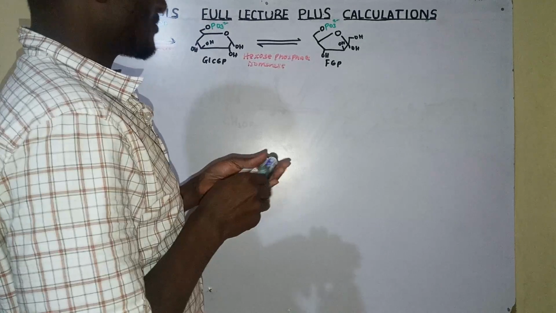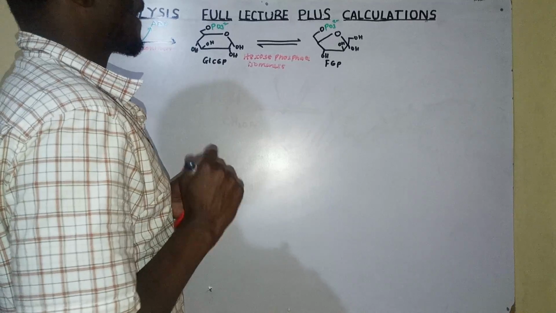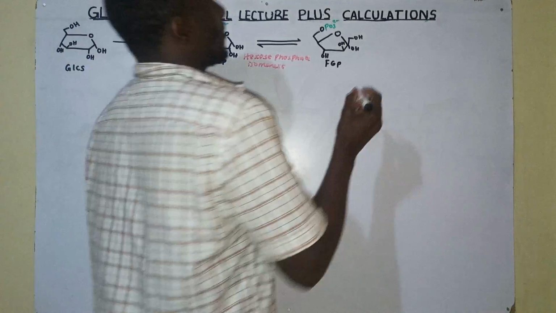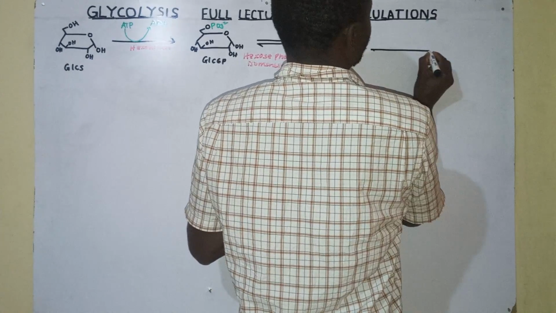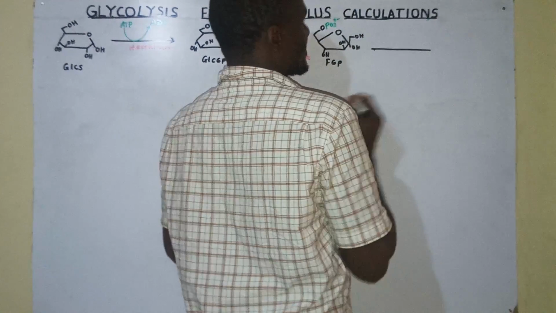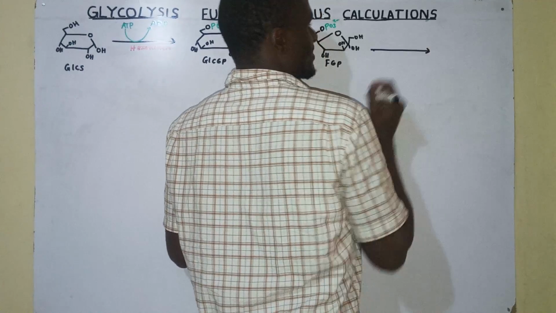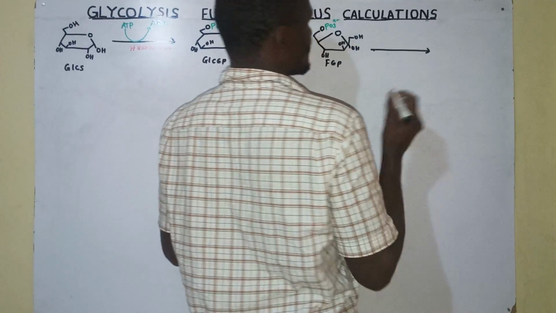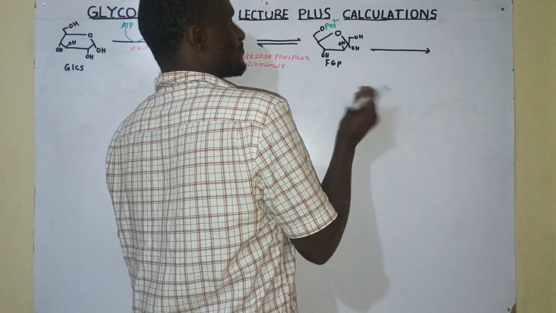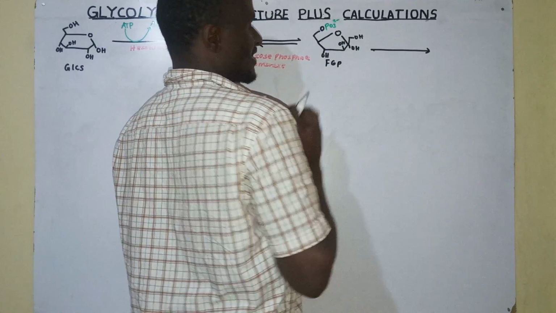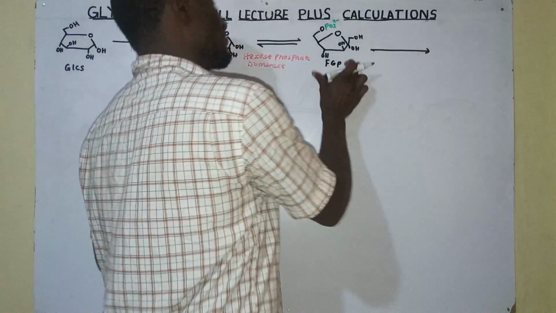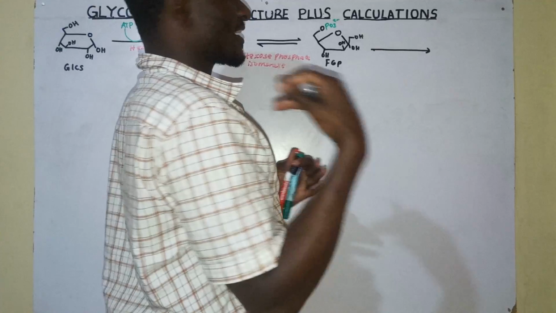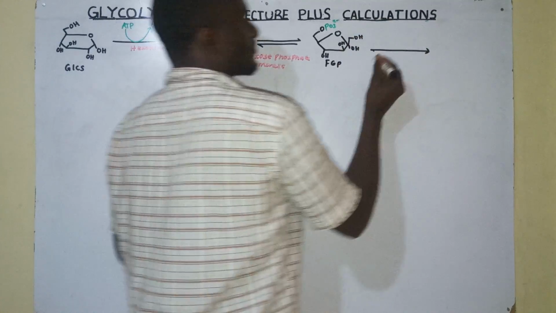So our next step will be phosphorylation of fructose 6-phosphate. And this is the third step. Remember, we said that the third step is irreversible. So conversion of fructose 6-phosphate to fructose 1,6-bisphosphate. So phosphofructokinase is the enzyme that works on that, because it's working on our substrate being fructose, and the role of kinase is to transfer phosphate group.